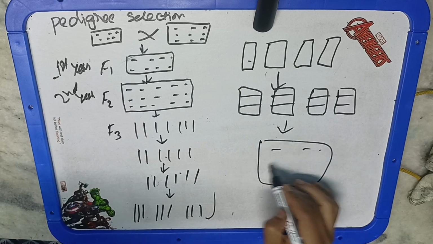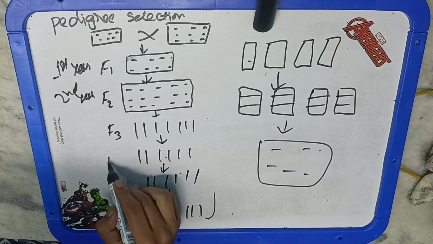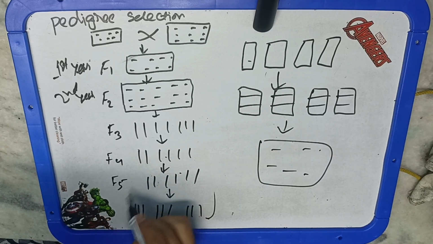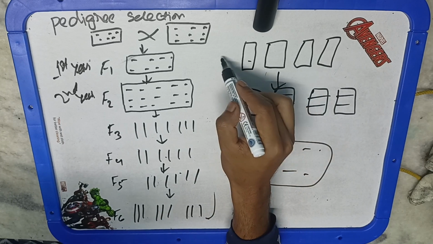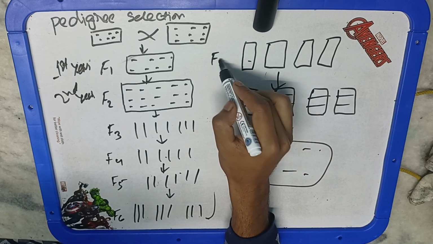Now the merits and demerits: it provides the maximum opportunity for the breeder to use his skill for the selection of a desirable variety from the segregating generation, because it is a good population, and the number of plants is larger.